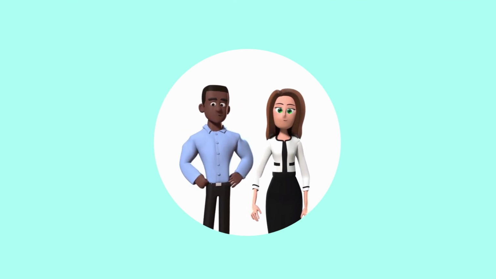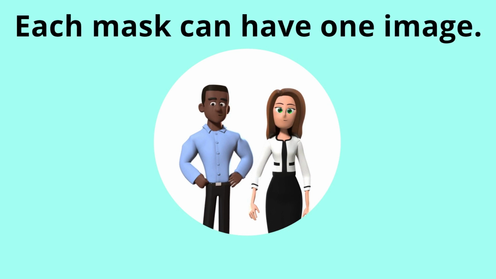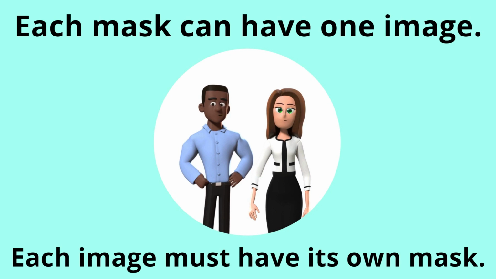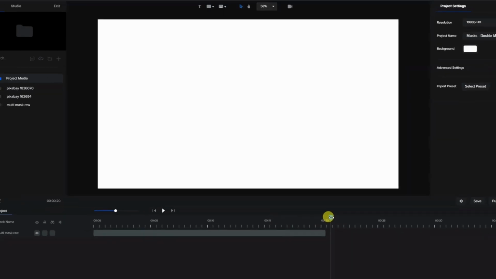Now, one thing I just want to bring to your attention is that each mask can only have one image, and each image must have its own mask. So, in other words, it's a 1-to-1 ratio. So let's see how to make these.